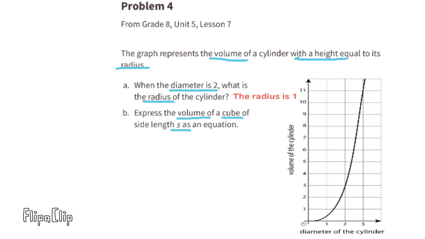B. Express the volume of a cube of side length S as an equation. Since the volume equals length times width times height, we can write the equation volume equals S times S times S. Essentially, the volume equals S cubed, or S to the power of 3.